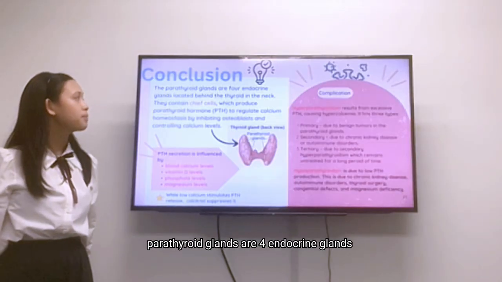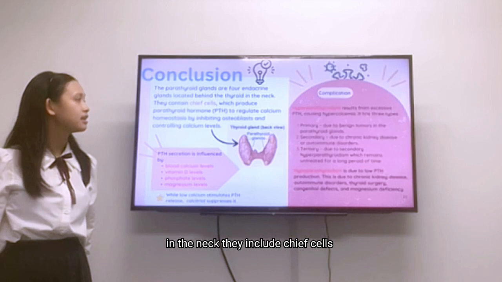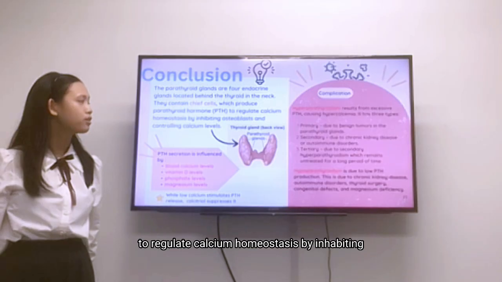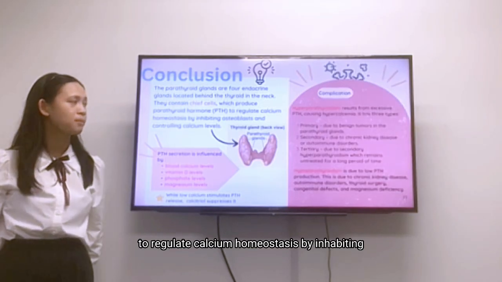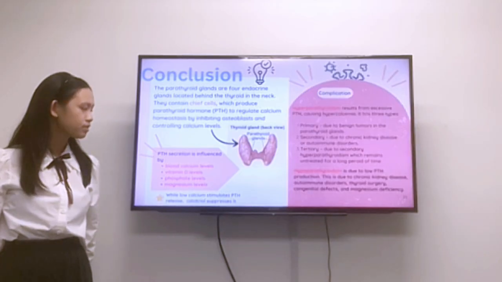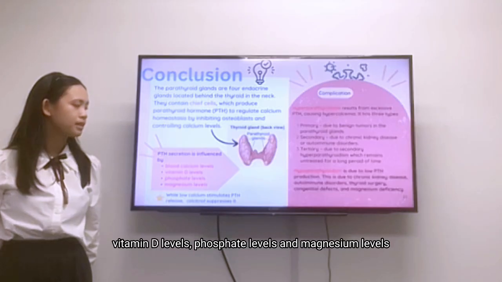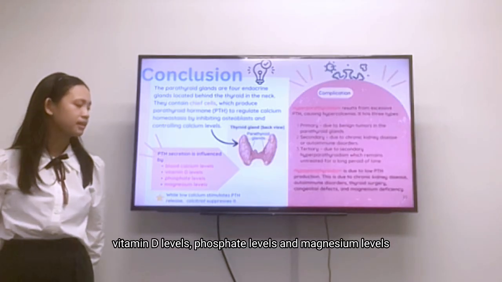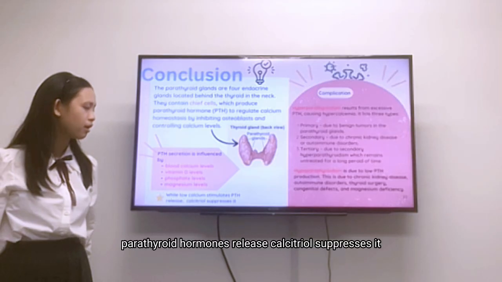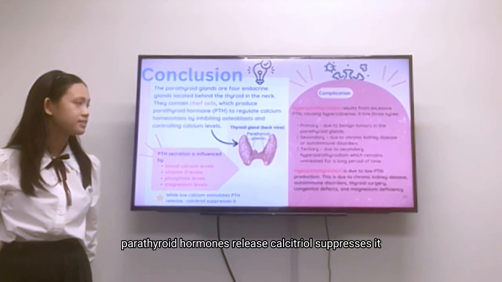In conclusion, parathyroid glands are 4 endocrine glands located behind the thyroid gland in the neck. They include chief cells which produce parathyroid hormone to regulate calcium homeostasis by stimulating osteoclasts and controlling calcium levels. PTH secretion is influenced by blood calcium levels, vitamin D levels, phosphate levels, and magnesium levels. While low calcium stimulates parathyroid hormone release, high calcium suppresses it.